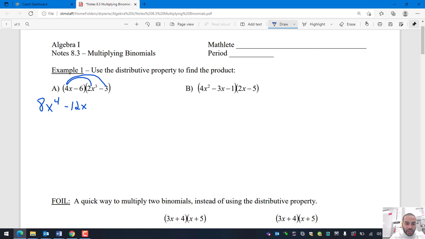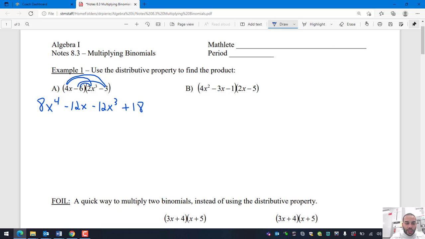But then what I also have to do is make sure that the minus 6 distributes to both terms in the second binomial. So I'll have negative 6 times 2x cubed. Negative 6 times 2 is negative 12, and then I have the x cubed on top of it. And the last thing I'll do is negative 6 times negative 3. Negative times negative is a positive. 6 times 3 should give me positive 18.